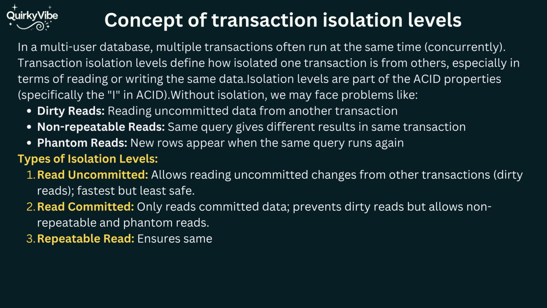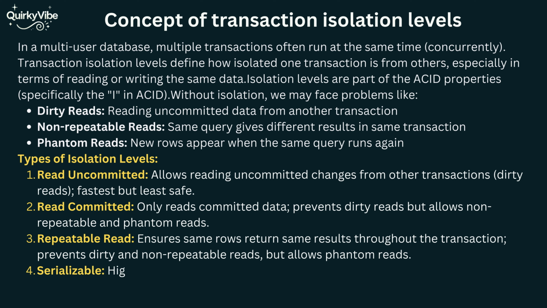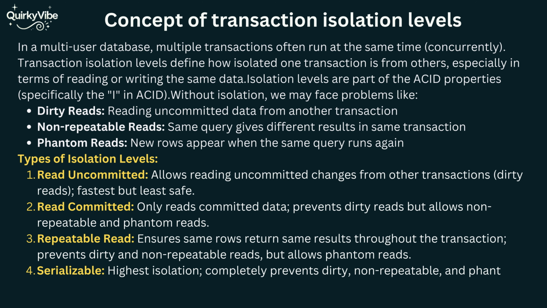3. Repeatable read, ensures same rows return same results throughout the transaction, prevents dirty and non-repeatable reads, but allows phantom reads. 4. Serializable, highest isolation, completely prevents dirty, non-repeatable, and phantom reads by executing transactions as if they were sequential.